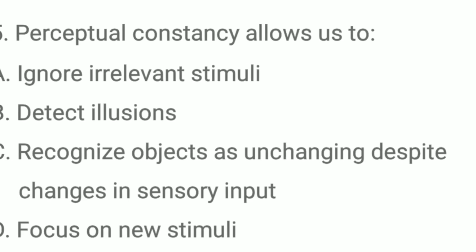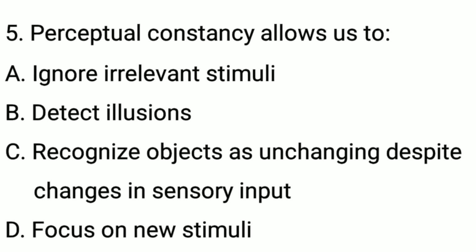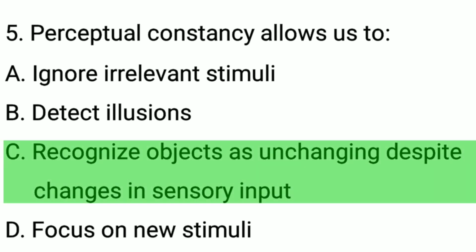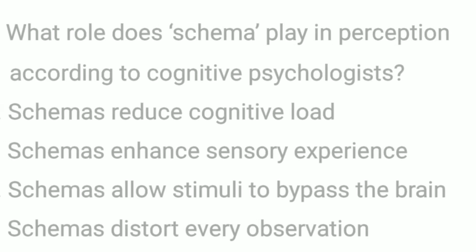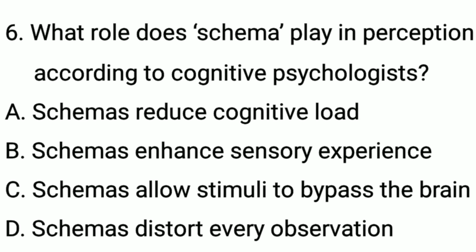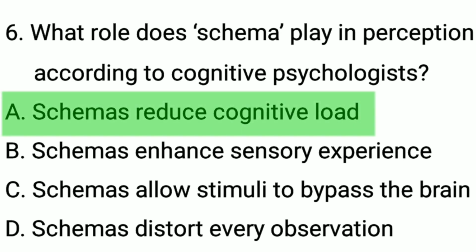Question number 5. Perceptual constancy allows us to. The right option is option C, recognize objects as unchanging despite change in sensory input. Question number 6. What role do schemas play in perception according to cognitive psychologists? The right option is option A, schemas reduce cognitive load.